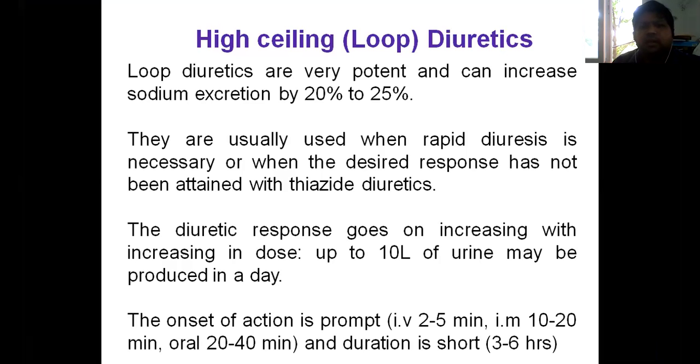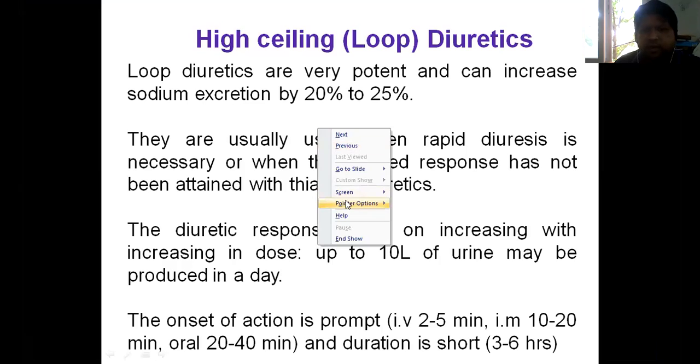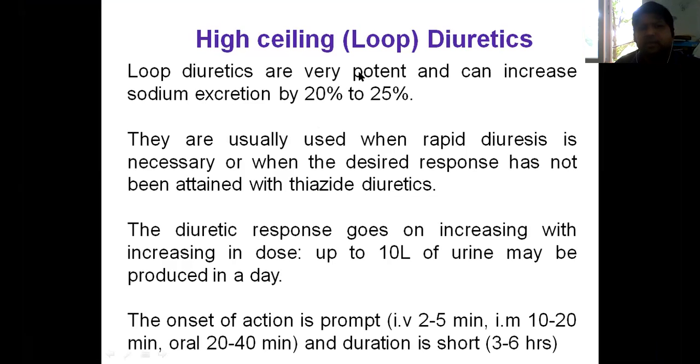So first of all, let me discuss high ceiling diuretics. High ceiling diuretics are also called loop diuretics. The word ceiling means response, so high ceiling means they produce a maximum response. Out of all the diuretics, high ceiling diuretics are the most potent, and they produce profuse diuresis. Up to 10 liters of urine can be produced by these diuretics in a day.